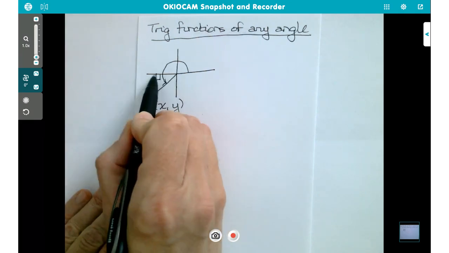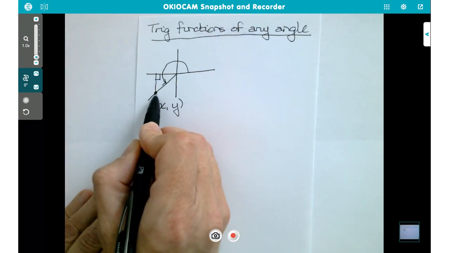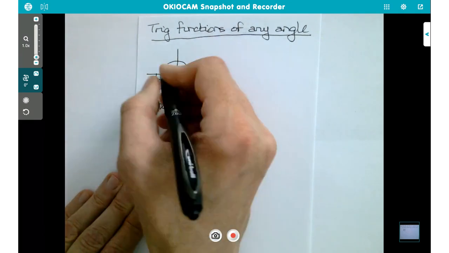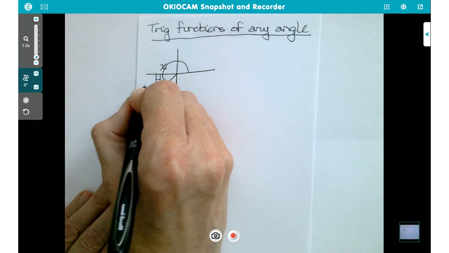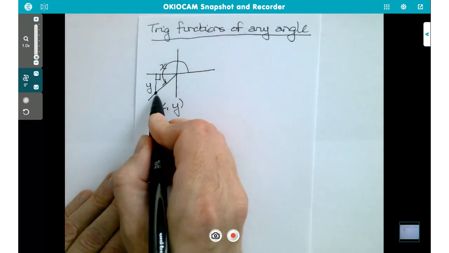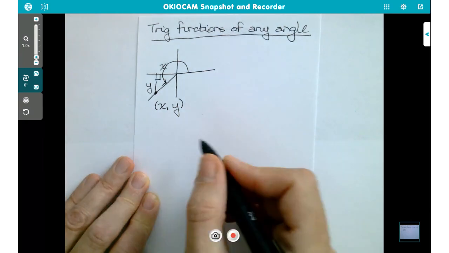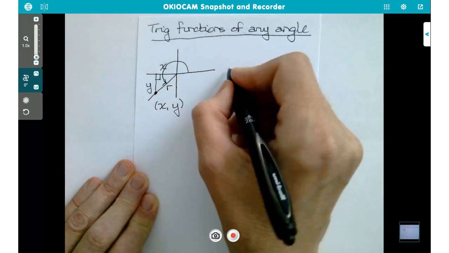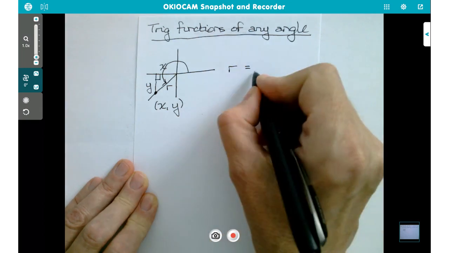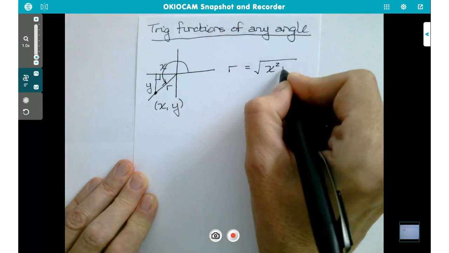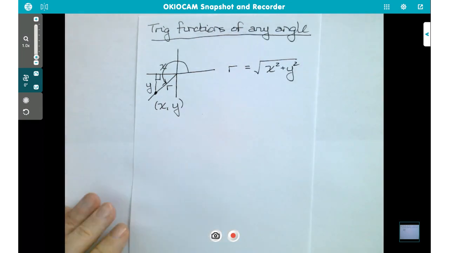Well, I know this side. It's x. If the coordinates of this point are x and y, this length here is x, complete with its sign, S-I-G-N. This side here is y. I just need to find the hypotenuse. We can do that. That's what Pythagoras is for. We're going to call it r. We know x squared plus y squared equals r squared.